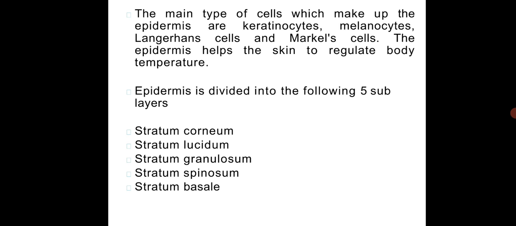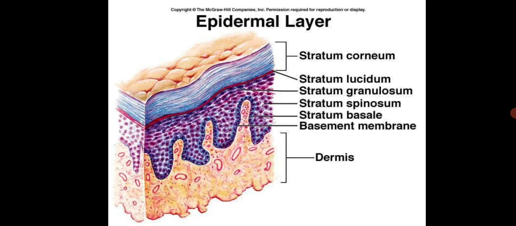First, that is the stratum corneum layer. Next, that is stratum lucidum, stratum granulosum, stratum spinosum and stratum basale. And you can see those layers here in this diagram.